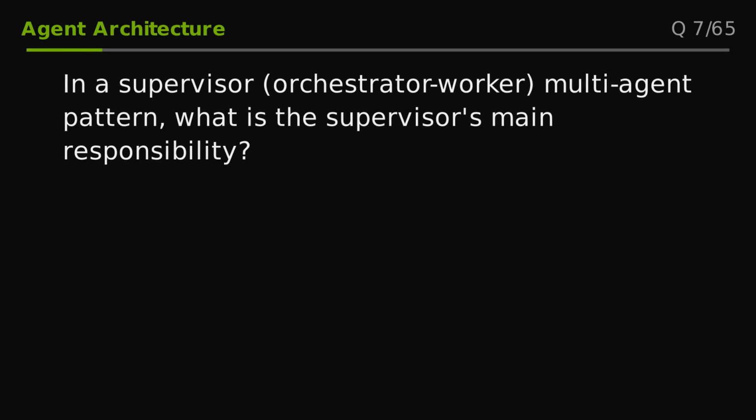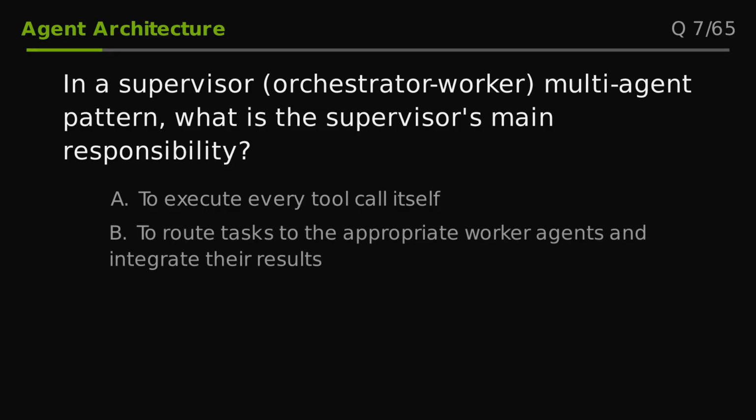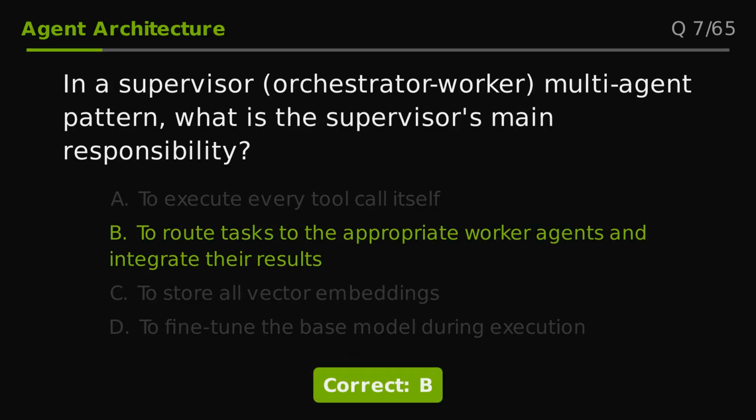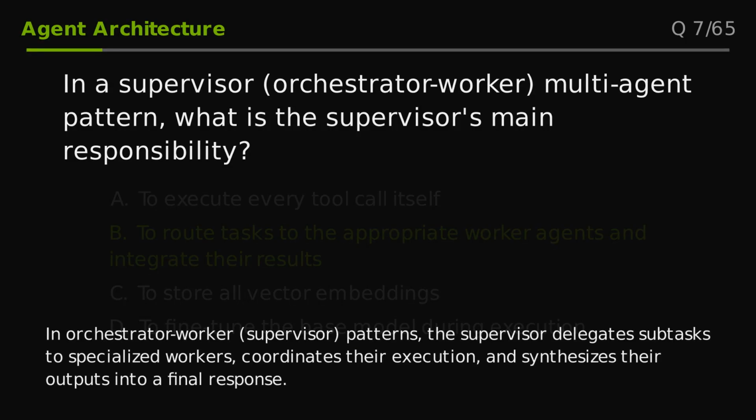Question 7. In a supervisor-orchestrator-worker multi-agent pattern, what is the supervisor's main responsibility? Option A: To execute every tool call itself. Option B: To route tasks to the appropriate worker agents and integrate their results. Option C: To store all vector embeddings. Option D: To fine-tune the base model during execution. The correct answer is B. In orchestrator-worker supervisor patterns, the supervisor delegates subtasks to specialized workers, coordinates their execution, and synthesizes their outputs into a final response.